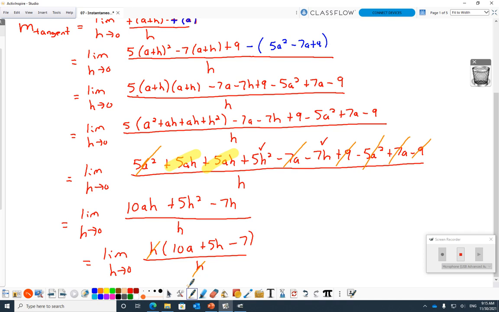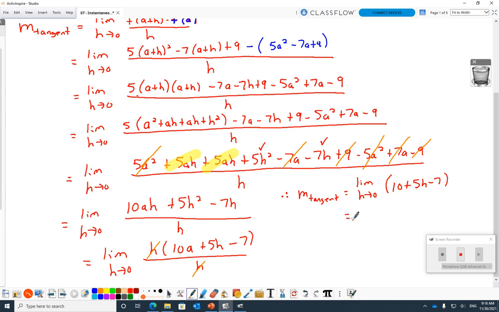I've run out of space down here, so I'm going to move over here. Therefore, oh, I don't want orange. Orange is my fancy cancel color. Red. Therefore, m tangent equals the limit as h approaches 0 of 10a plus 5h minus 7. Now I can sub in h equals 0.